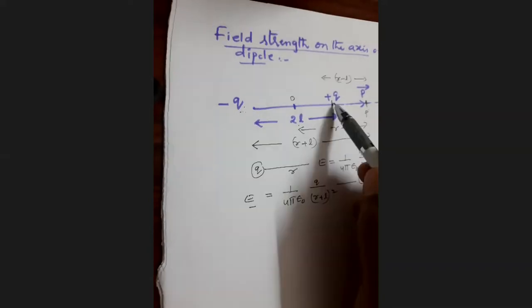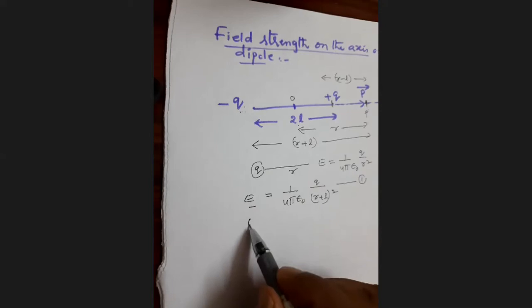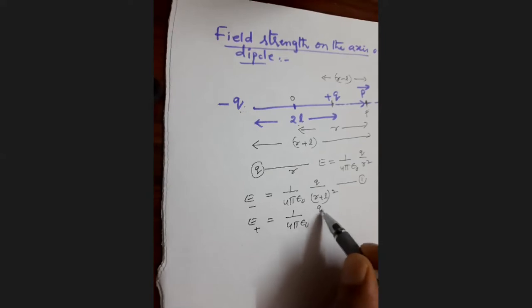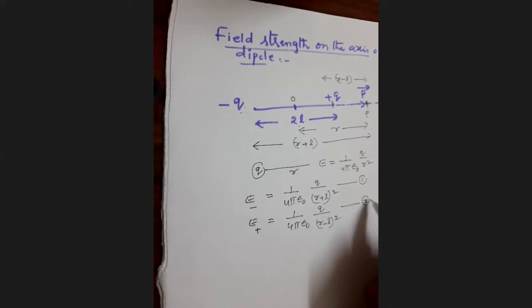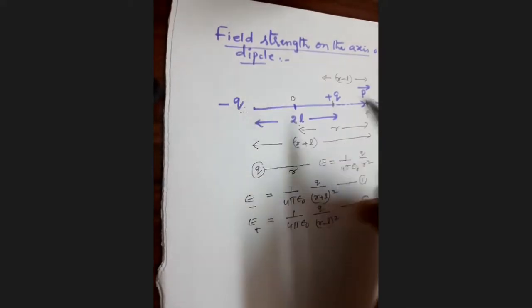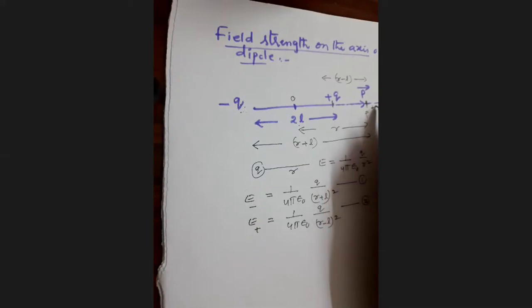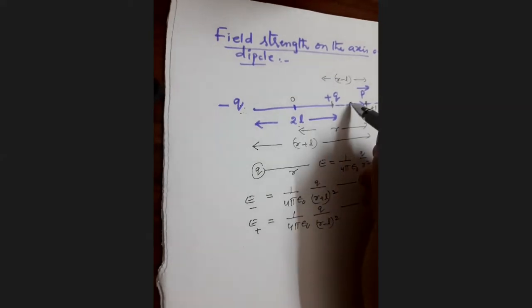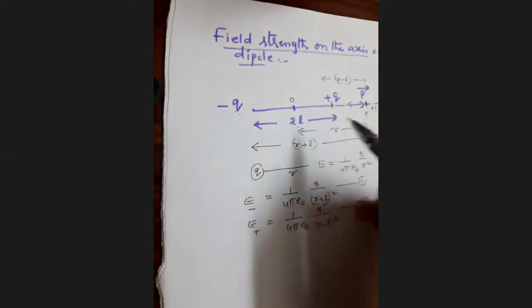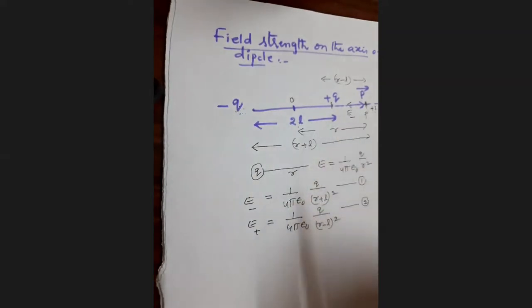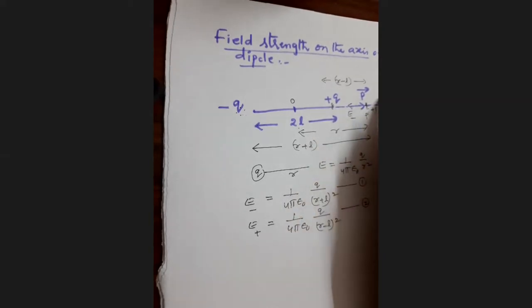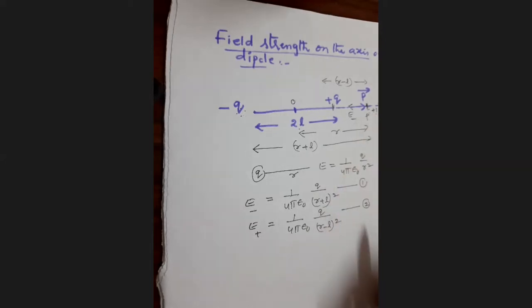Now field strength due to the plus q at this point is given by E plus is equal to 1 by 4 pi epsilon naught q by (r minus L) whole square. Say this is equation 2. Okay. Due to the minus q, suppose that here unit positive charge is placed. Then this 1 coulomb of charge will be attracted in this direction. That means due to minus q, the field strength direction E minus is towards the left side. Plus q repels the unit positive charge in this direction. E plus direction is along the dipole axis, right side.